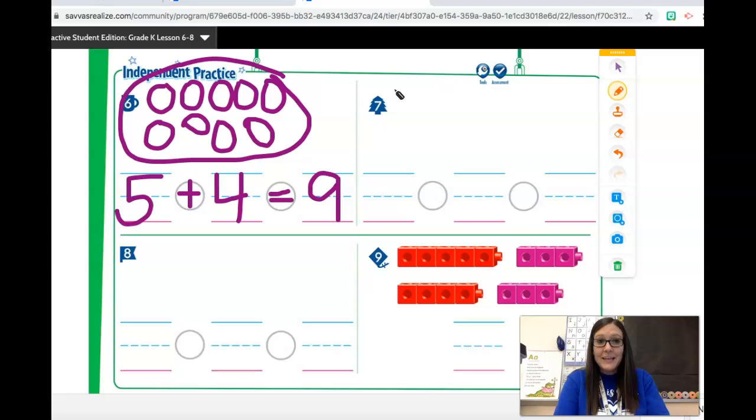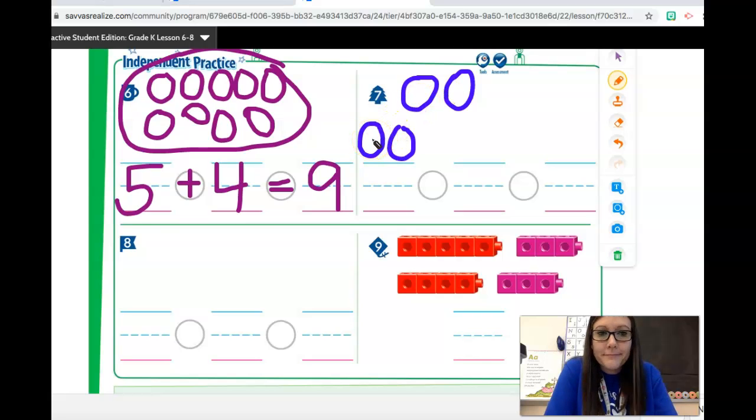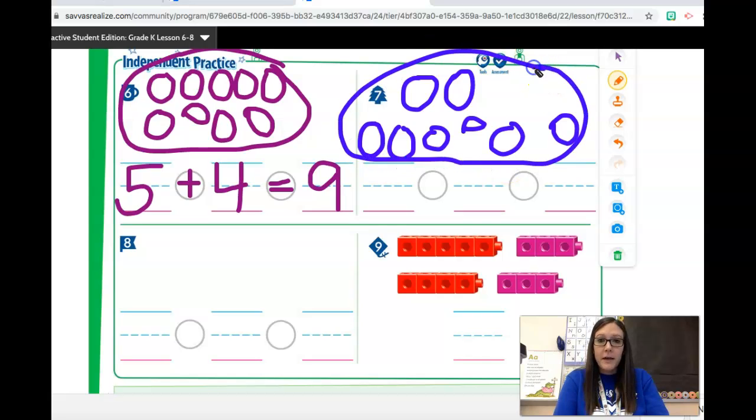Did you try it? Here's my picture. Watch. Chris eats 2 grapes for lunch and 6 for snack. I totally goofed that, didn't I? 2 grapes for lunch and 6 grapes for snack. 1, 2, 3, 4, 5, 6. How many grapes did Chris have in all? Circle them all to show that we're counting all of them.